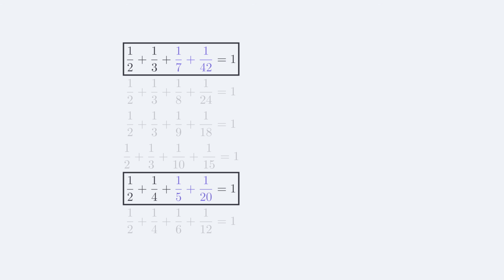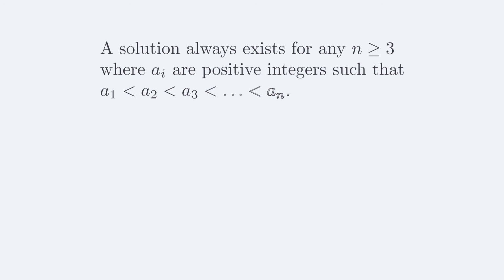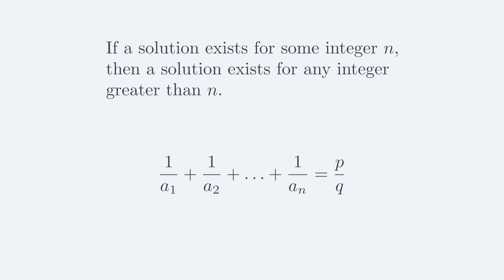There is a pattern for the highlighted part. 1 over k equals 1 over k plus 1, plus 1 over k times k plus 1. This directly proves that if a 3-term solution exists, then an n-term solution exists for any n greater than 3. This argument clearly works for any rational number.